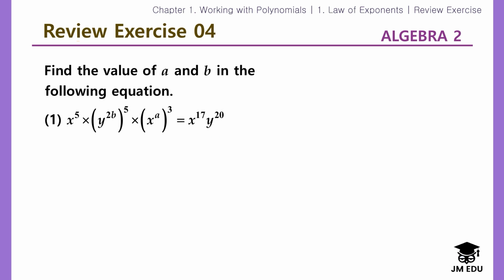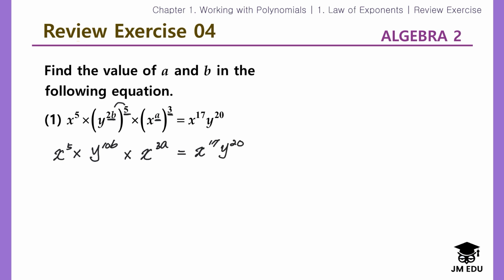So let's do that. So we have x to the 5 times y to the 2b to the power of 5. So 2b times 5, that's y to the 10b, times x to the a times 3, that's x to the 3a. And this is equal to x to the 17, y to the 20.